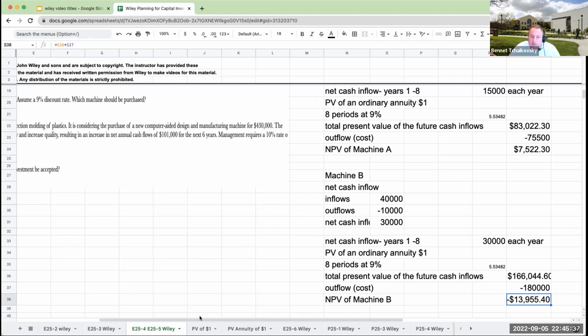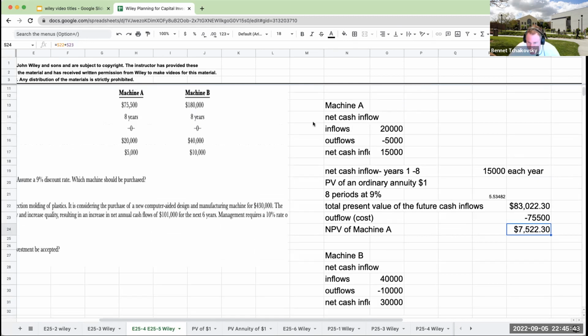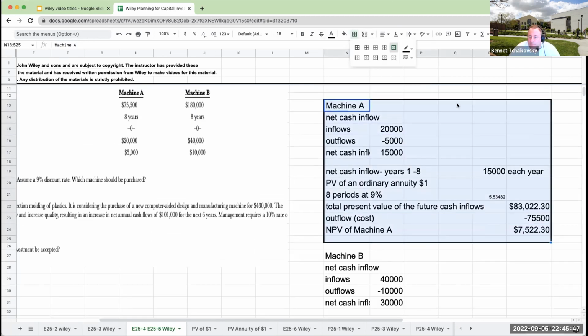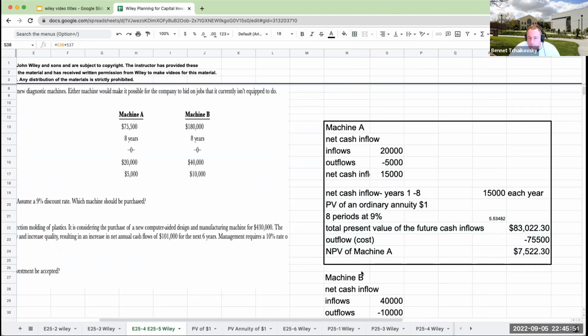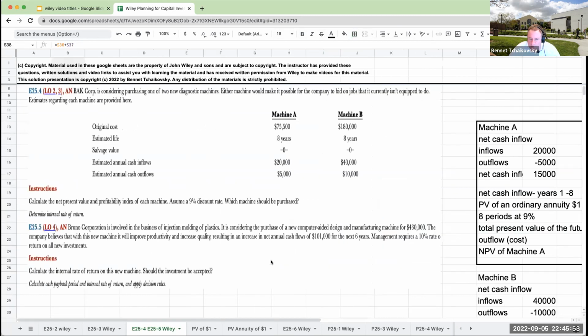So in looking at choosing either one of these, we would go with machine B. The reason is because it has, excuse me, we go with machine A. Excuse me, we're not a government institution. We're actually trying to be profitable here. It would be machine A because it has a higher net present value. This one does not even meet our criteria. So it would be machine A. I don't deal with a profitability index, so have fun looking that up.